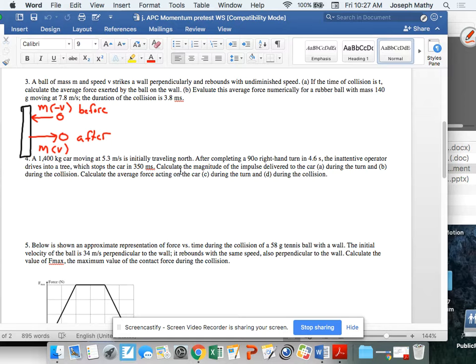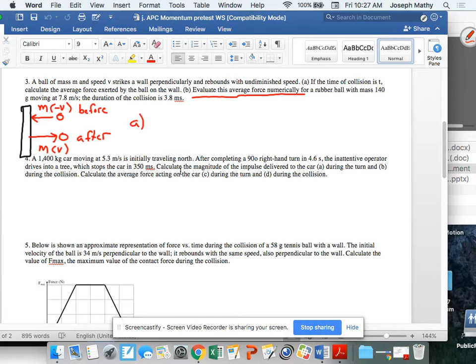So then this question says, evaluate the average force numerically for something that was moving at 7.8, and then it says the duration of the collision is 3.8 milliseconds. This is what it's asking. This is for B. All right. But we've got to answer A first. Sorry, don't let me put the cart before the horse. Let's take a look at A right here.